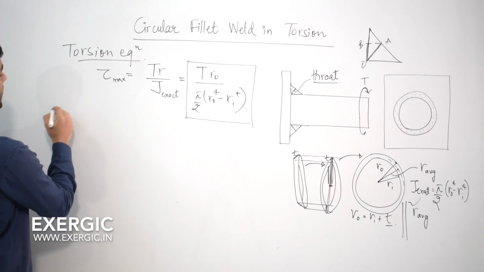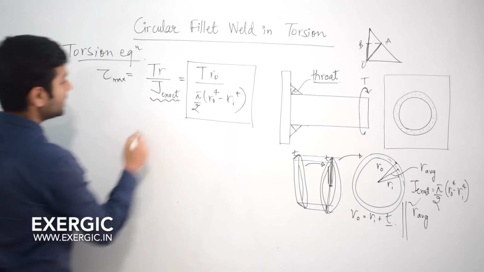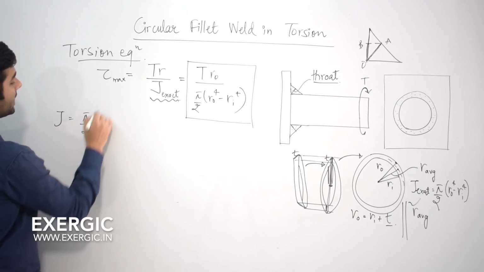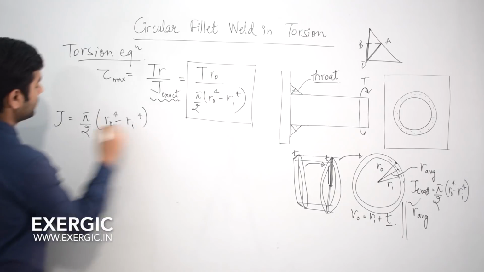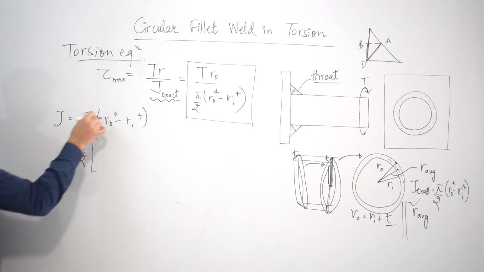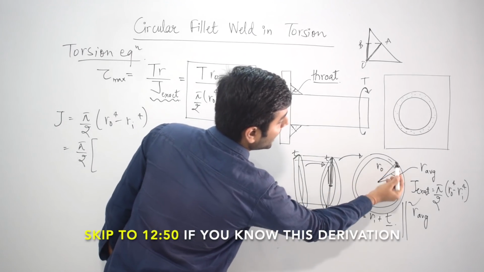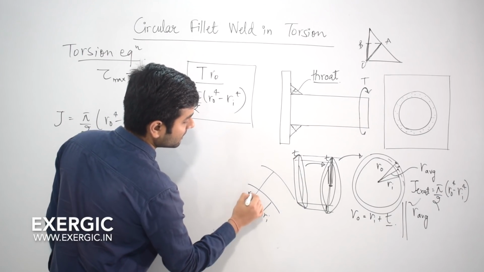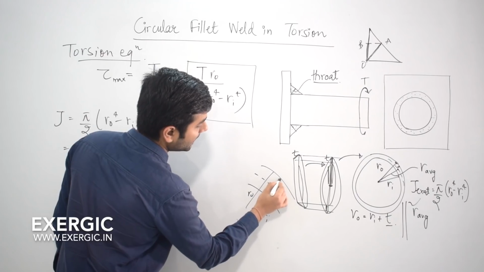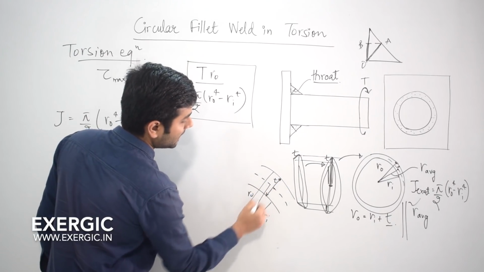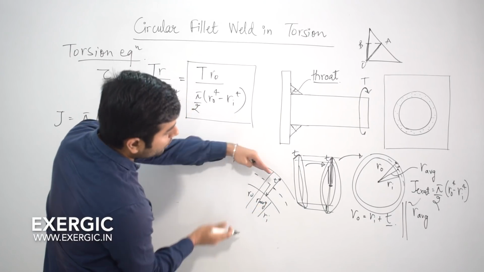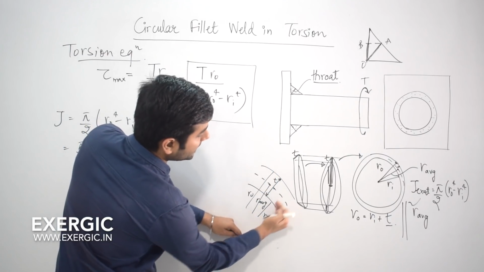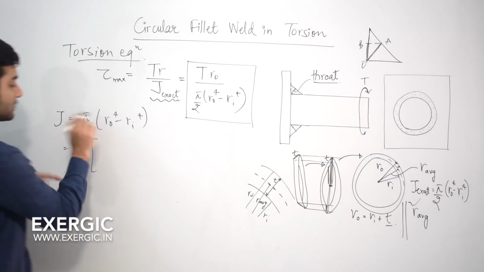Okay, so now let's try to change the exact value of J to a little bit easier and approximate value. The value of J that we have here is pi by 2 RO to the power 4 minus RI to the power 4. Now, as I told you, RO can be written as T by 2 added to R average, right? This is RO, this is RI, and average is lying between this at half distance of T. So if this is R average, you need to add T by 2 to R average to reach RO, right? And you need to subtract T by 2 from R average to reach RI. That's what we are going to do here.